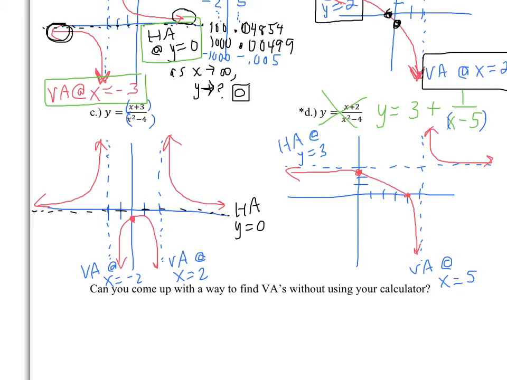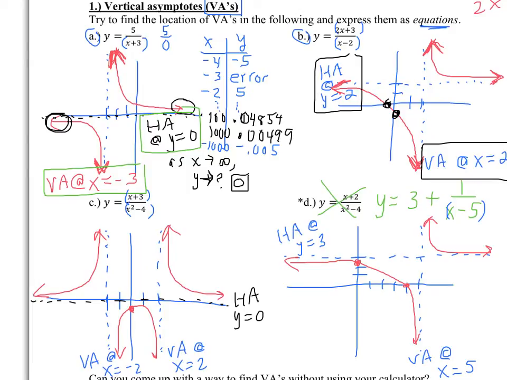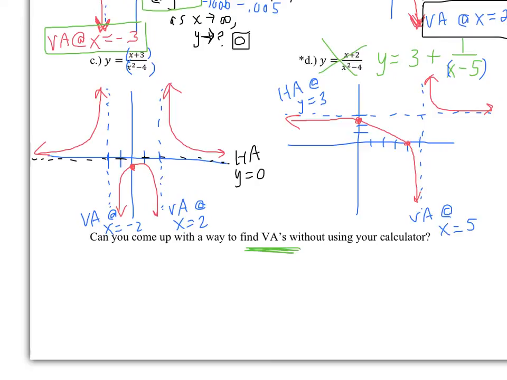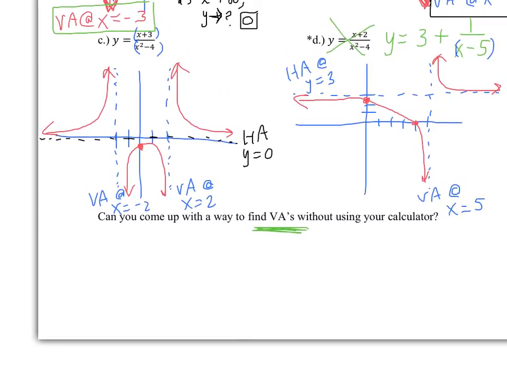Alright, so now we go back and we need to come up with first a way to find vertical asymptotes without using our calculator. So if we look at our first example, the VA was at x equals negative 3. The second one was at x equals 2. The third one, we had two of them. We had 2 and negative 2. And the last one here was at 5. So can you think of an algebraic way of getting the vertical asymptotes without actually plugging it into your calculator? Hopefully, you're thinking, well, I'm just going to set the denominator equal to 0. Alright, that's all you're going to do.